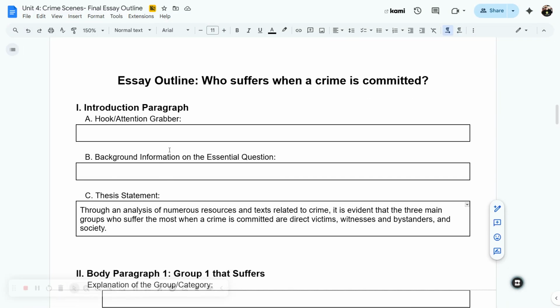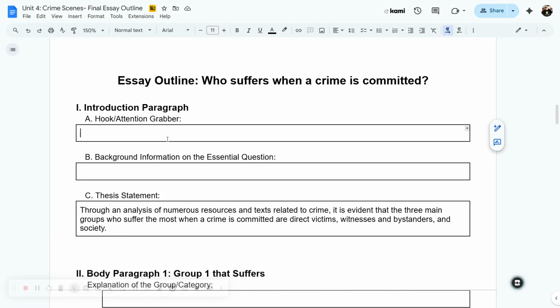Make sure everything looks nice and clean. Now you're ready to do the other two parts of your introduction. So part A is your attention grabber or your hook. Remember, this is like introducing your topic. If you really think about it, our essential question is who suffers when a crime is committed, right? But really, the topics we're talking about in this essay are crime and suffering. So I would want to write an attention grabber or a hook that has to do with those topics, crime and suffering. A statement or two or a question to draw your reader into your essay about crime or suffering. Sometimes people like to put a fact about crime. Sometimes people will put a powerful statement about crime in the opening lines.